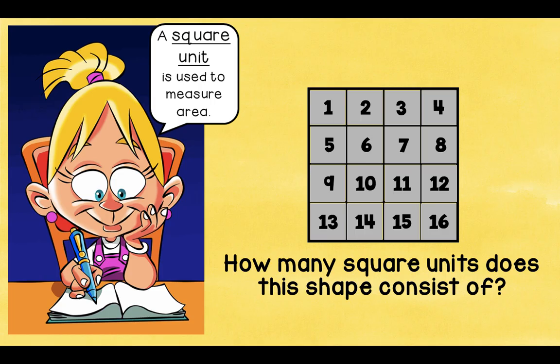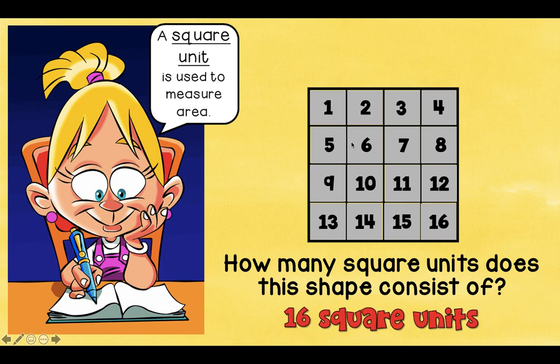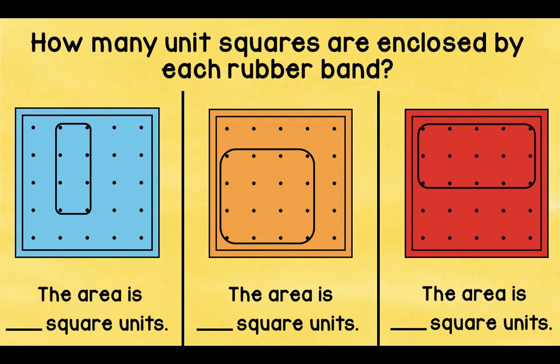So how many square units does this shape consist of? If we look at the shape, we can see that we counted 16 squares. So that means that our area is 16 square units. This is what area is. So we're going to do a couple of practices of how to find area.